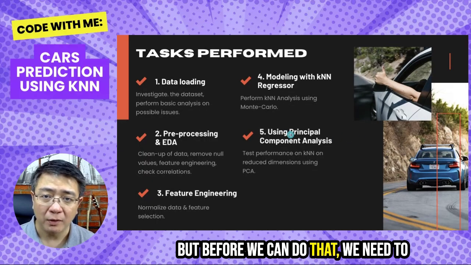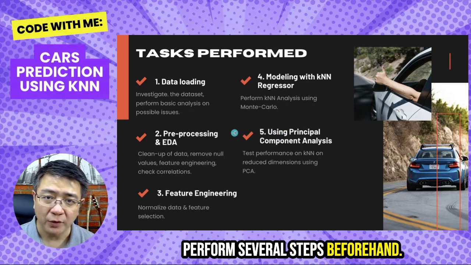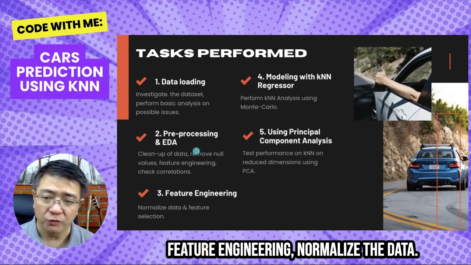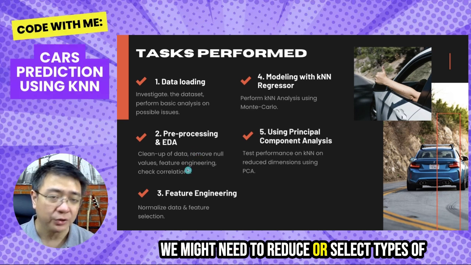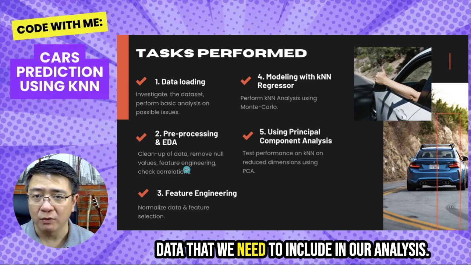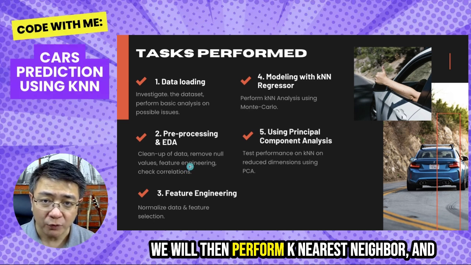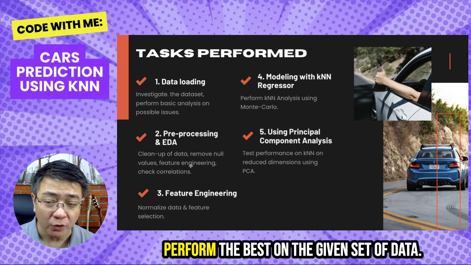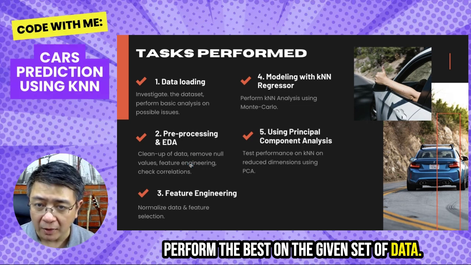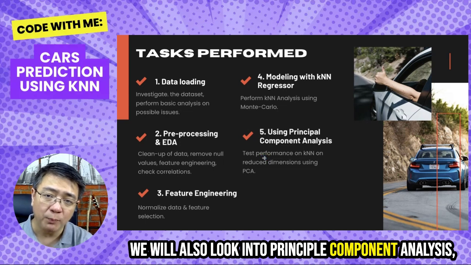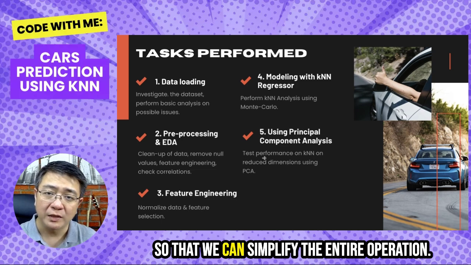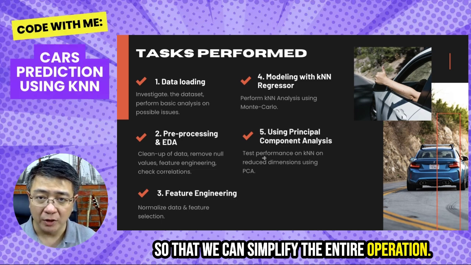But before we can do that, we need to perform several steps beforehand. Of course, we need to analyze data, clean up the data, do some feature engineering, and normalize the data. We might need to reduce or select the types of data that we need to include in our analysis. We will then perform k-nearest neighbor and look for the best hyperparameter that will perform the best on the given set of data. We will also look into principal component analysis, which is a dimensionality reduction technique, so that we can simplify the entire operation.